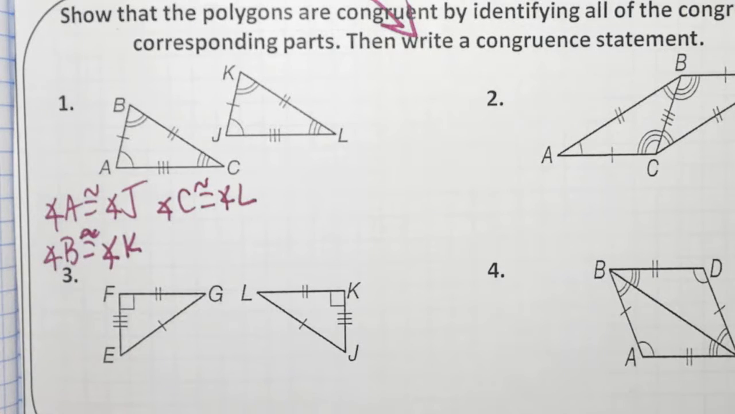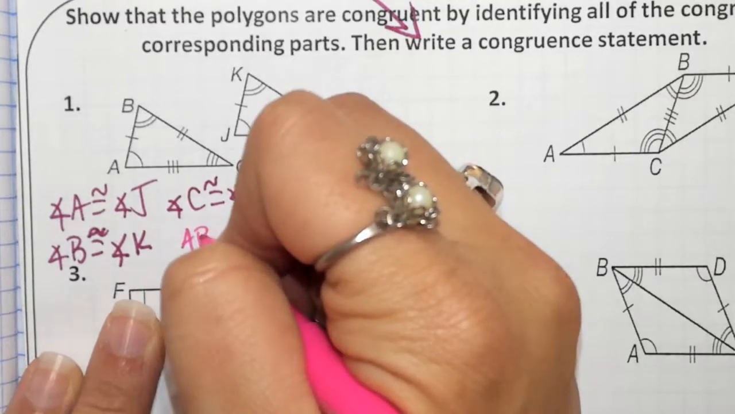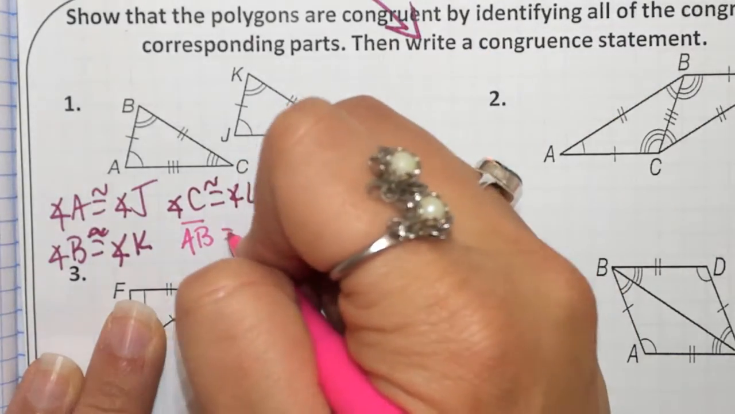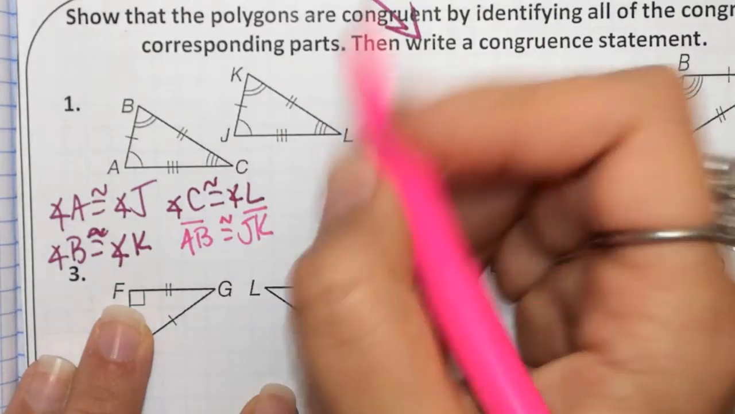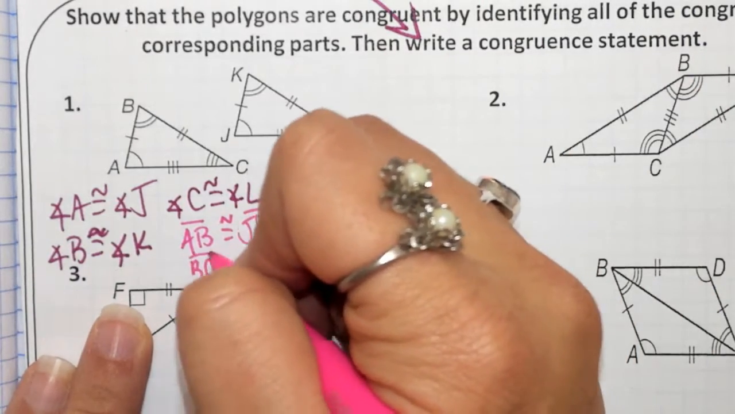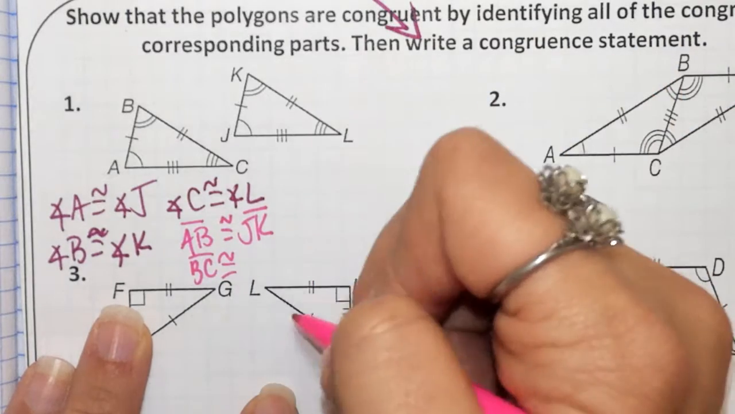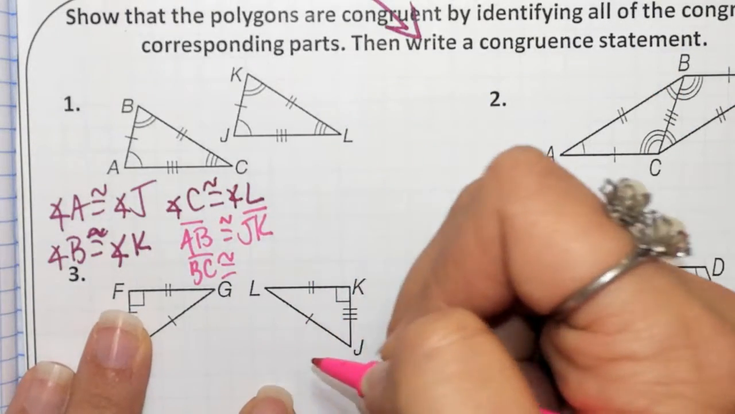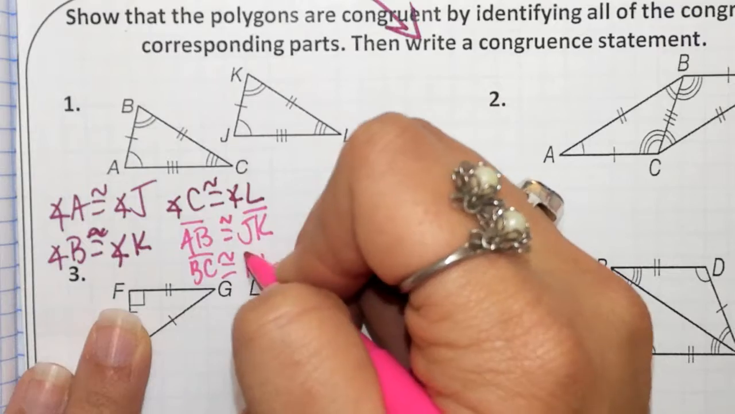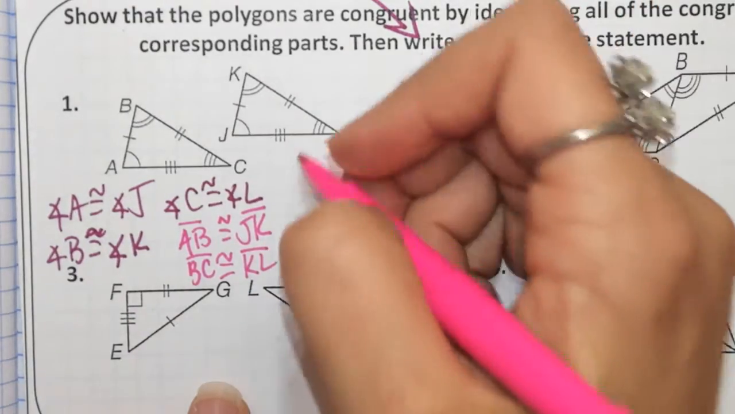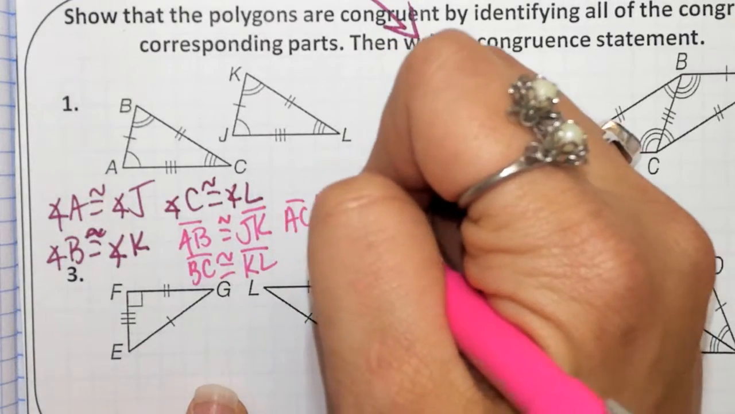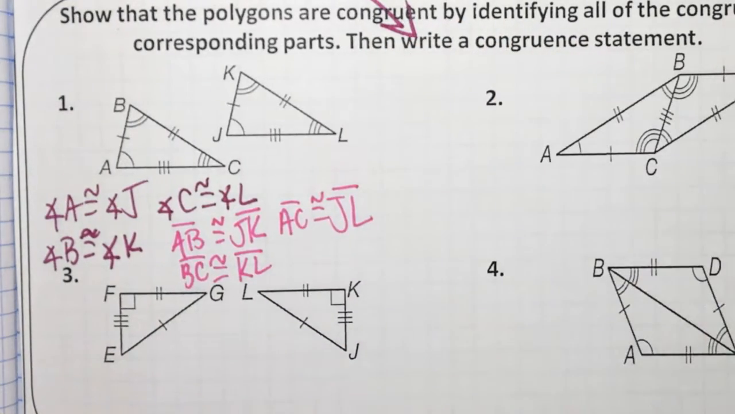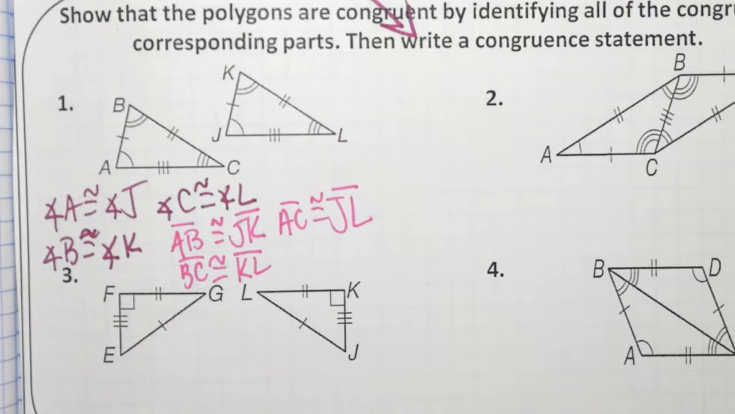Do you think we could handle sides as well? Okay, so let's start with AB. Segment AB is congruent to which one? JK. Alright. BC is congruent to which one? KL. Remember, look for the number of tickies. And AC is congruent to which one? JL.